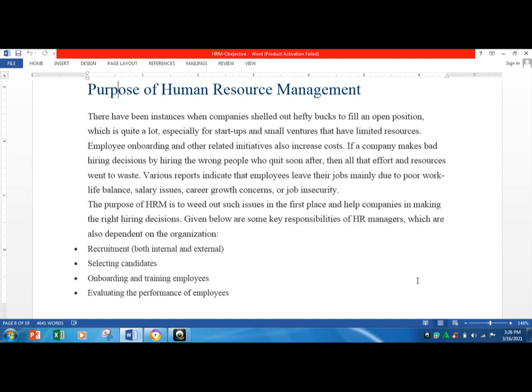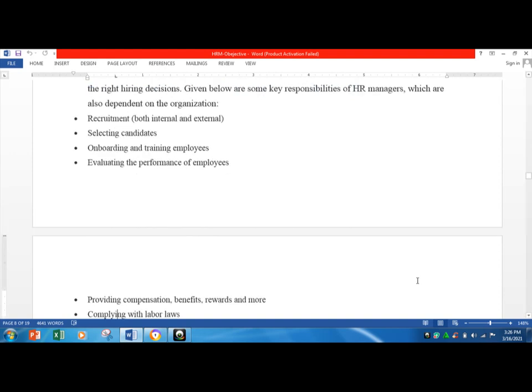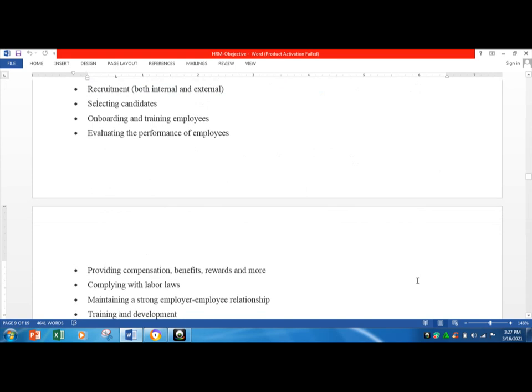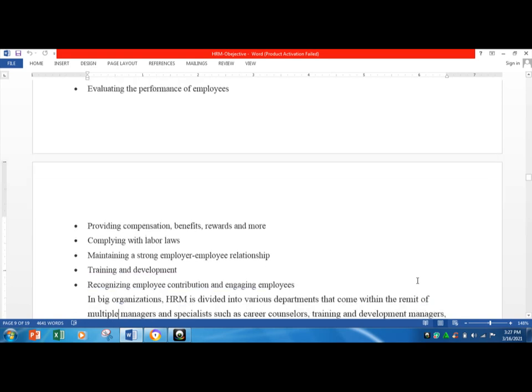Here, as you can see, we have recruitment being the first. We have selecting candidates, and the third is onboarding and training employees. Number four, we have evaluating the performance of the employees. Number five, we have providing compensations, benefits, rewards, and more. Number seven, we have complying with labor laws. Number eight, maintaining a strong employer-employee relationship. Number nine, training and development. And number 10, recognizing employee contribution and engaging employees.